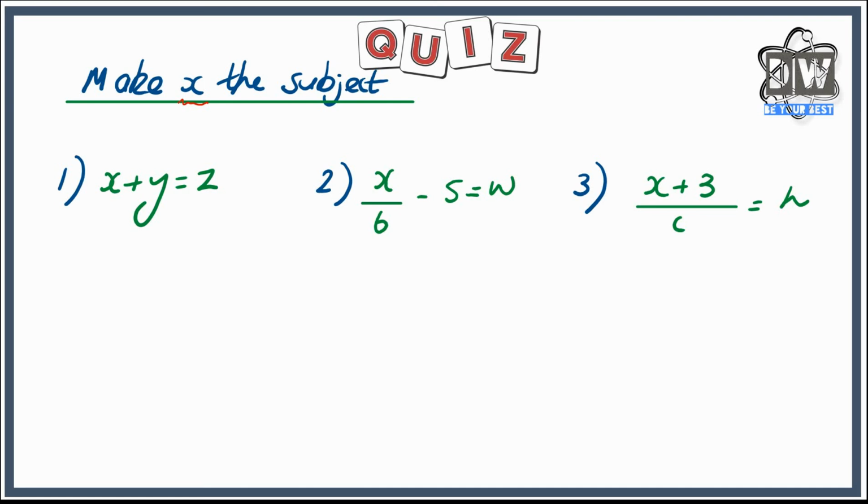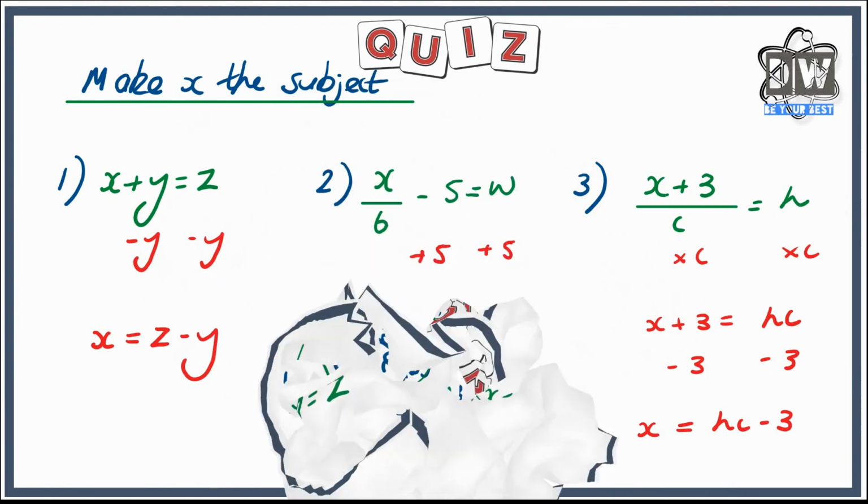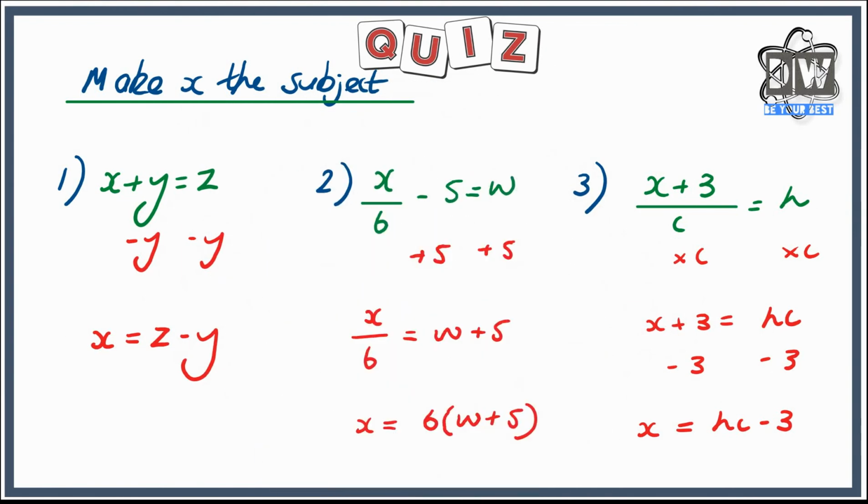Okay, so here we go. Here are our answers. You can see what I've done there. x equals z over z minus y. x equals 6 bracket w plus 5 close bracket. But if you wrote 6w plus 30, then that's also correct. But make sure you show all your working. And last but not least, we've got x equals hc minus 3.